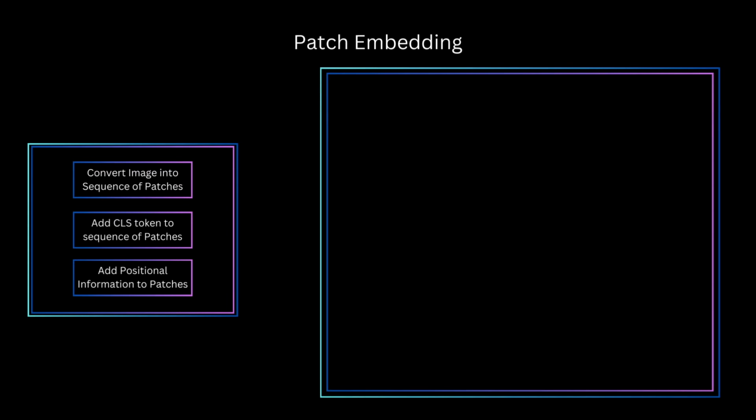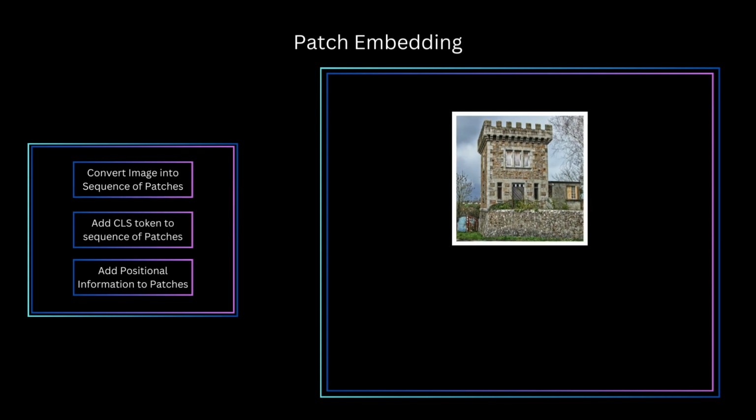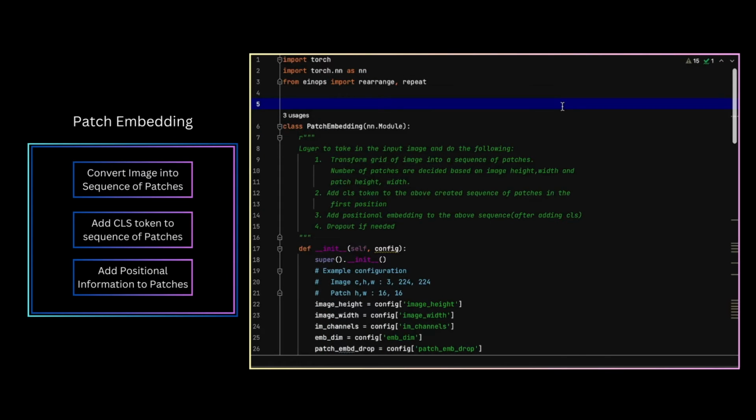We had kept our number of patches to be 4 for easy visualization, but in an actual implementation, we'll be working with images of size 224 cross 224, and our patches will be 16 cross 16. So then we'll have a sequence of 196 patches. So let's see how an implementation of this patch embedding block would look like. So this is the code for our patch embedding module, and it's going to go over the 3 things that I've already mentioned.